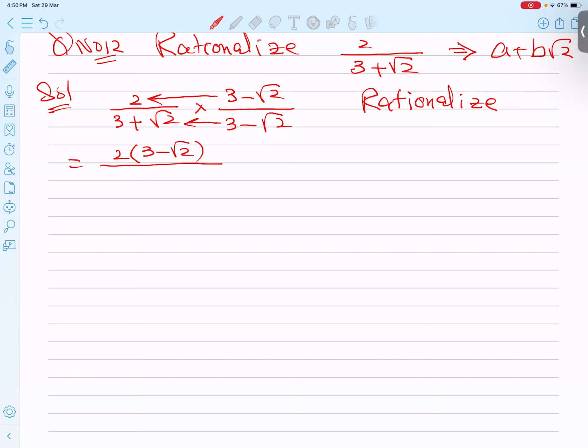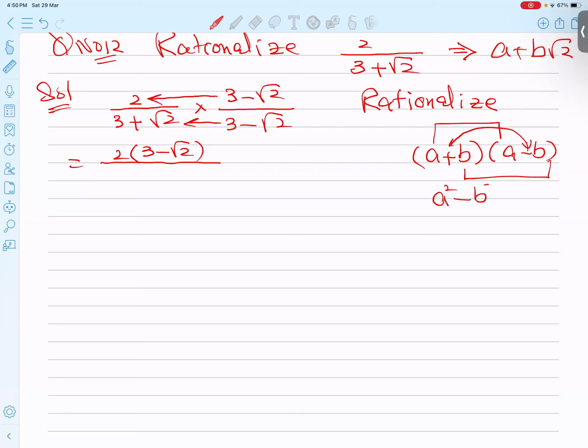And down part, what I get is a very interesting part. I'm going to tell you. We have done in lower grades, even grade 8, 9 and 10, whenever (a plus b) times (a minus b). Listen to me carefully. When the first term is the same, the second term is the same, and the sign in the middle is opposite, you know what we can write? We can write a square minus b square.